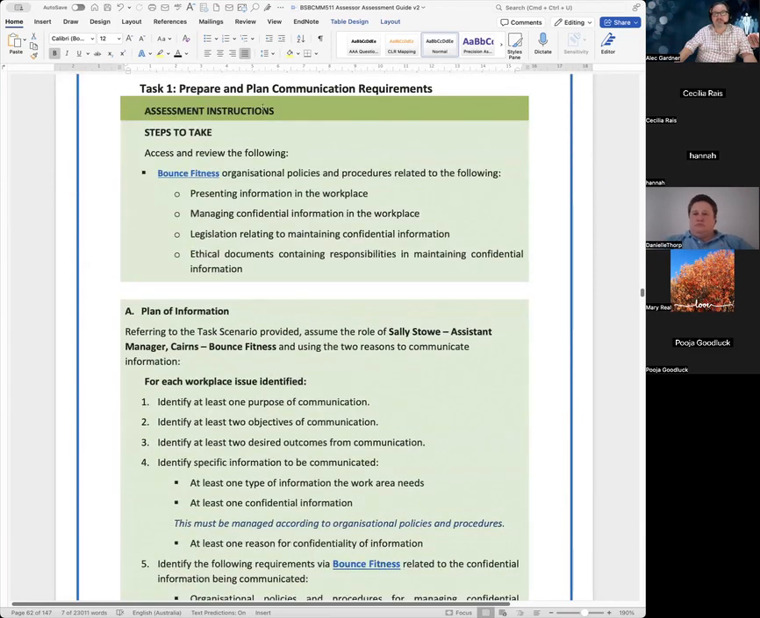So for task 1, prepare and plan communication requirements. You're going to access Bounce Fitness for the policies and procedures related to the following. You're going to be looking for presenting information in the workplace, managing confidential information in the workplace, legislation relating to maintaining confidential information, ethical documents containing responsibilities in maintaining confidential information. So the first thing that I would do would be go into Bounce Fitness, find those documents and extract those documents out.